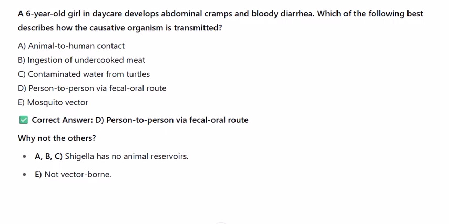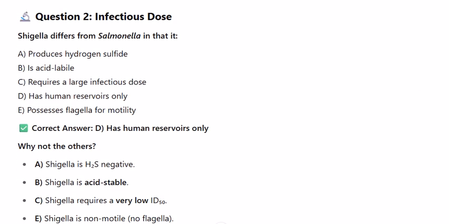Question 2. Infectious dose. Shigella differs from Salmonella in that it: A. Produces hydrogen sulfide. B. Is acid labile. C. Requires a large infectious dose. D. Has human reservoirs only. E. Possesses flagella for motility. Correct answer D. Has human reservoirs only.